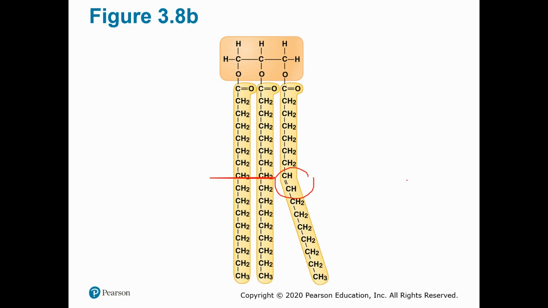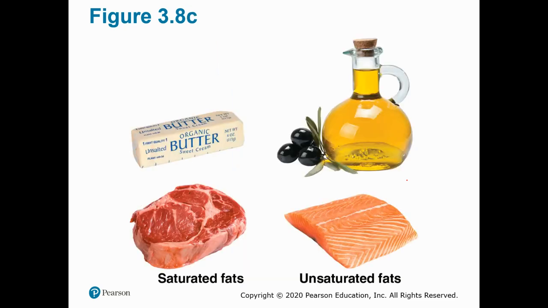Fatty acids that are missing a hydrogen are called unsaturated, because they're not saturated with all the hydrogen. And unsaturated fatty acids have a bend in them. Things that have bends in them cannot be packed as tightly as things that are straight. If you had a bunch of straight things and you tried to pack them together, that's pretty easy to do. But if you got a jumble of bent things, that's not so easy to do.